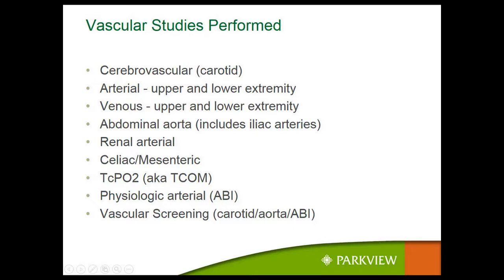Physiologic arterial, most commonly an ABI, which is an ankle brachial index. That's taking blood pressures in the ankle and the arm and comparing those. And then vascular screening, which we've been doing for several years now. For those we offer three: the carotid, the aorta, and an ABI.